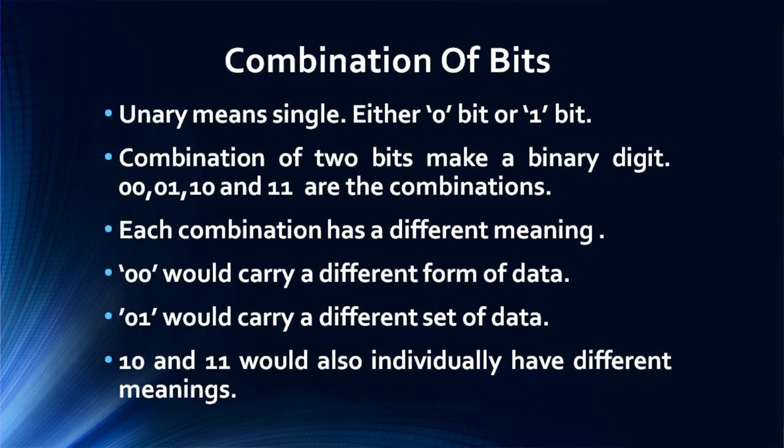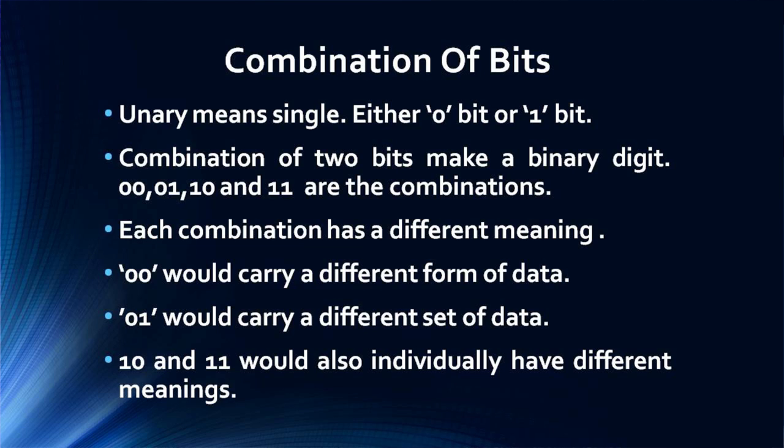First of all, unary means single. A unary bit means a single bit that is either 0 or 1. So any signal, if it is going to be transferred as a unary bit, would either go as a 0 or as a 1.